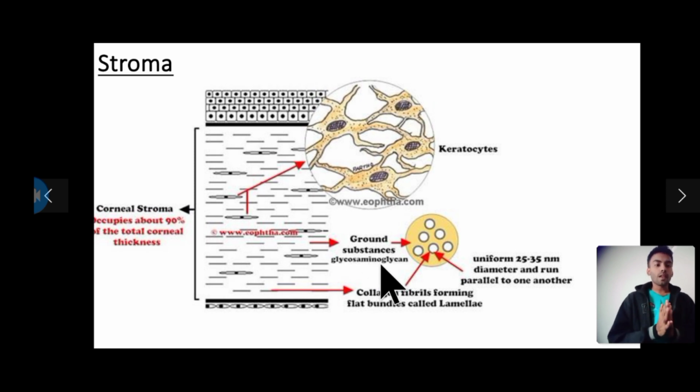So what does it actually look like? If you consider these ground substances as water, then all these collagen fibrils and all the cells are embedded in these ground substances. Now you can understand, I think. Let us discuss in detail about these collagen fibrils.